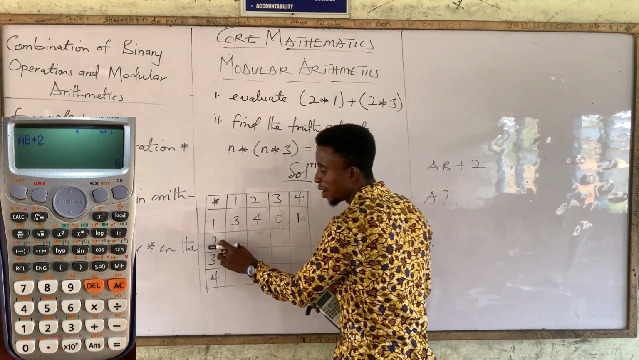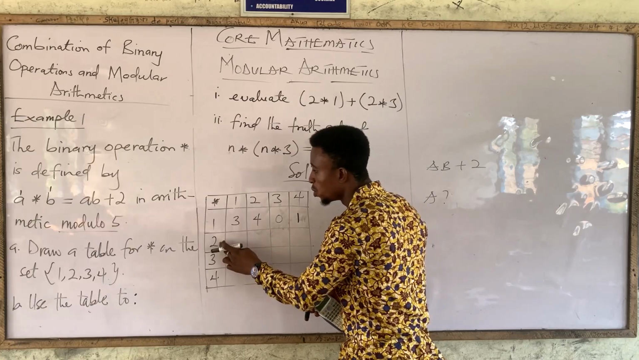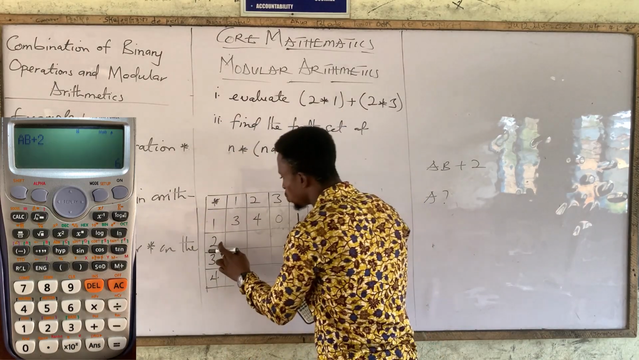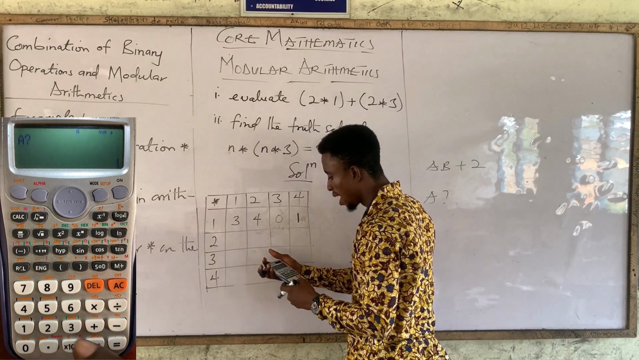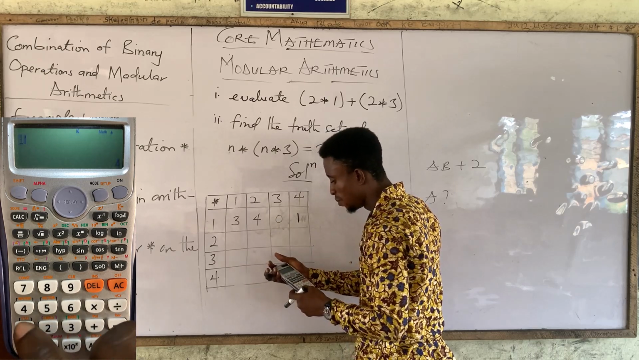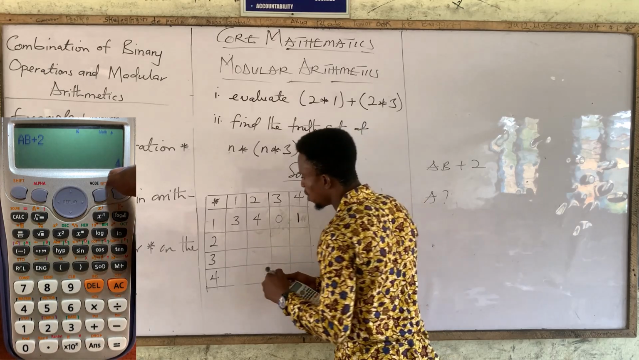Now I'm coming to the second one. So I have 2 operating on all this. So 2 is for the A and what? Now the B's. So 2, 1. So I'll have equal to A question mark. A is 2. Then B is what? 1 for here. So I put 1. Then equal to. Then it is getting me what?